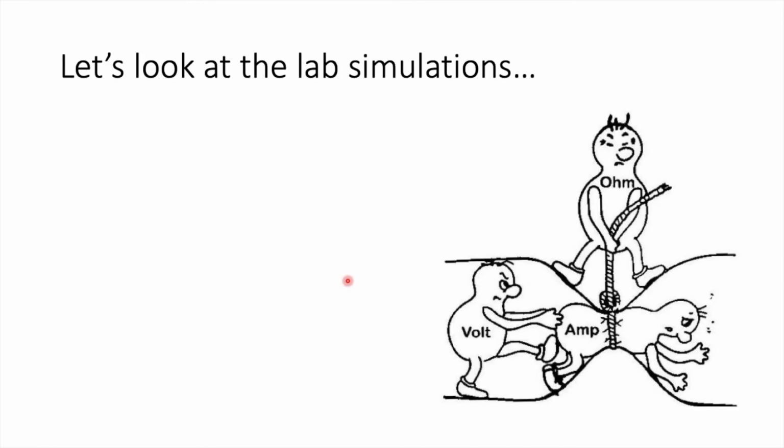And I would like to move on to the simulations. I like this cartoon here. This is the essence of what Ohm's law is. It explains neatly. It's funny, but the ohm is the unit of resistance. Amp is the unit of current, ampere, and potential is the volt.